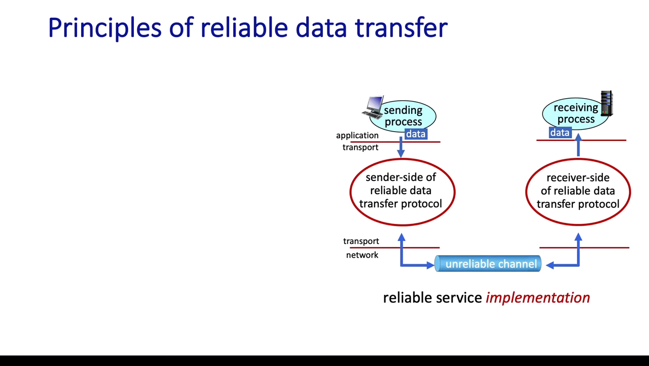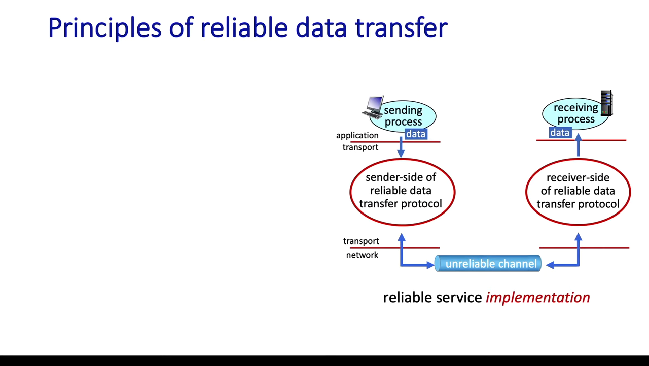And notice that message exchange between the protocol entities is going to be bidirectional. The sender side of the transport protocol will send things to the receiver side, and the receiver side of the transport protocol will reply back and send things to the sender side of the reliable data transfer protocol. So even though at the application layer we're implementing unidirectional transfer between the sending and receiving processes, within the protocol itself, the sender and the receiver are each communicating with each other over a bidirectional, unreliable channel.